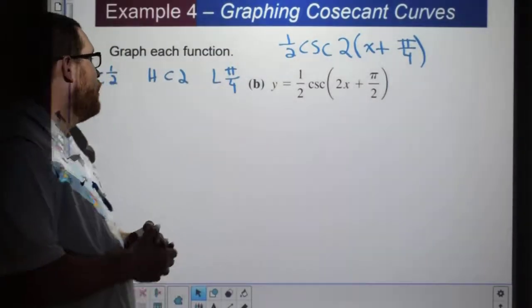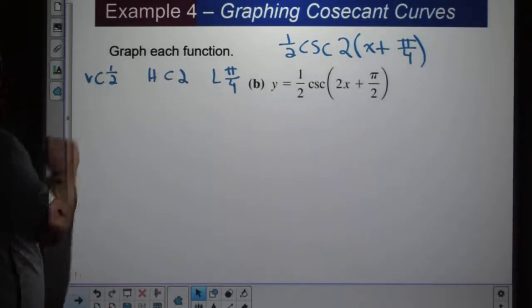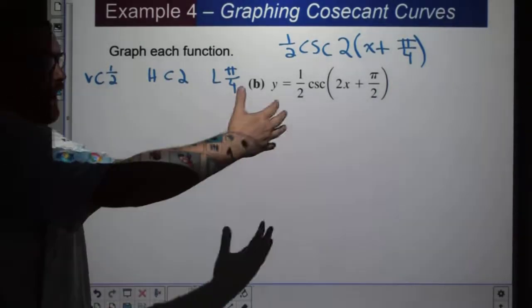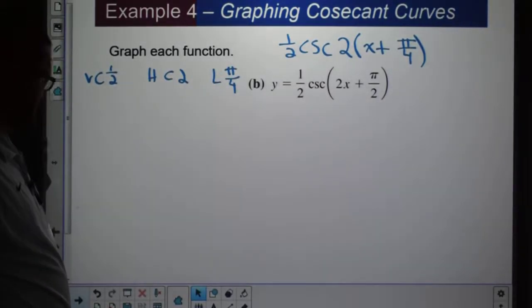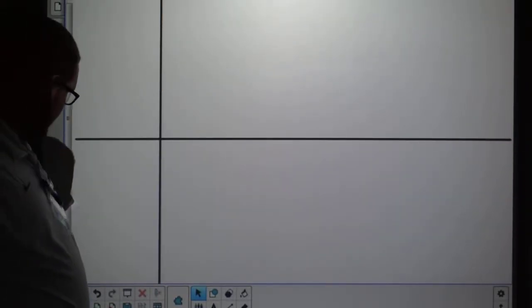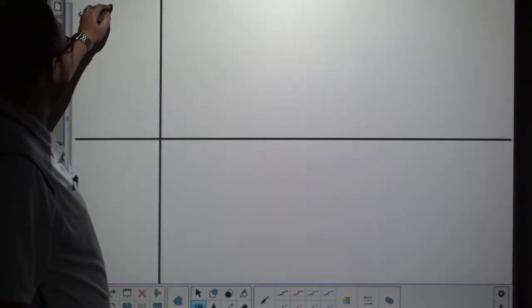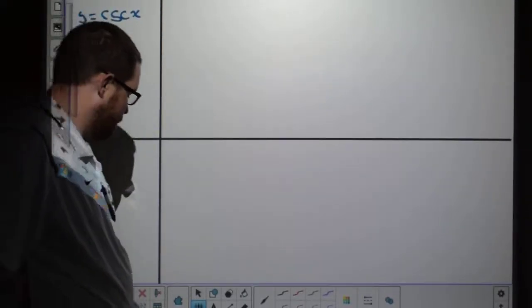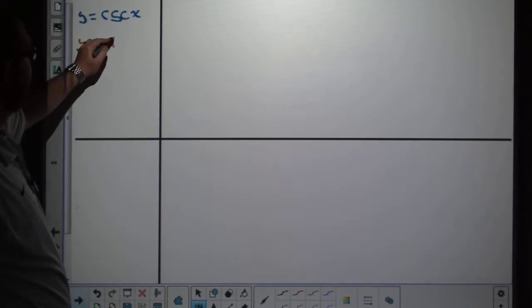I need to take all of my y values, make them half as tall. All of my x values, make them half as wide, I guess. And then take every single x value and subtract pi over 4 from it. Before I do that, I need to have some idea of what the cosecant graph looks like. I'm not going to draw the cosecant graph first. Remember, I'm going to draw the matching graph, which is sine.